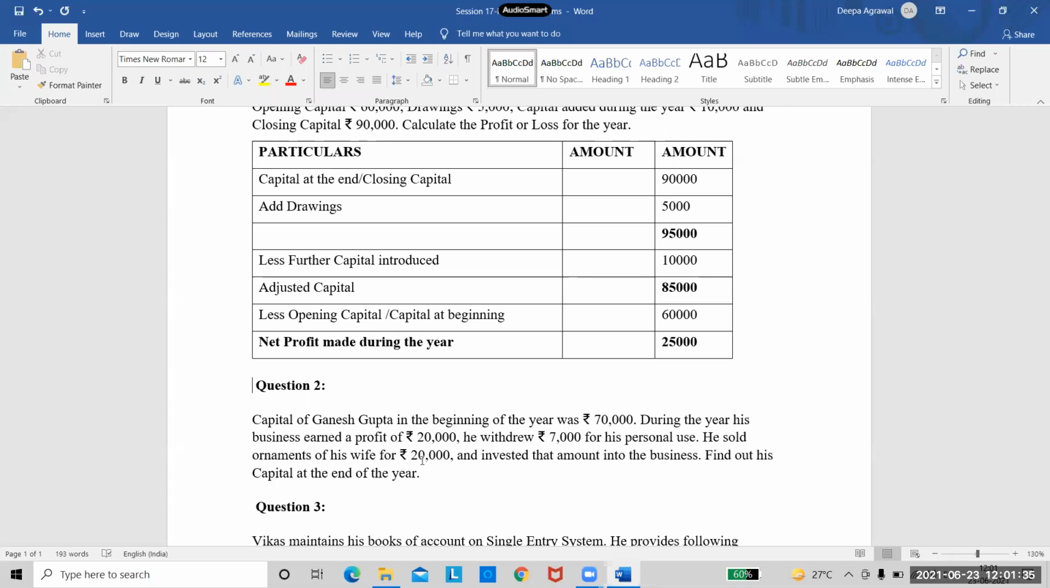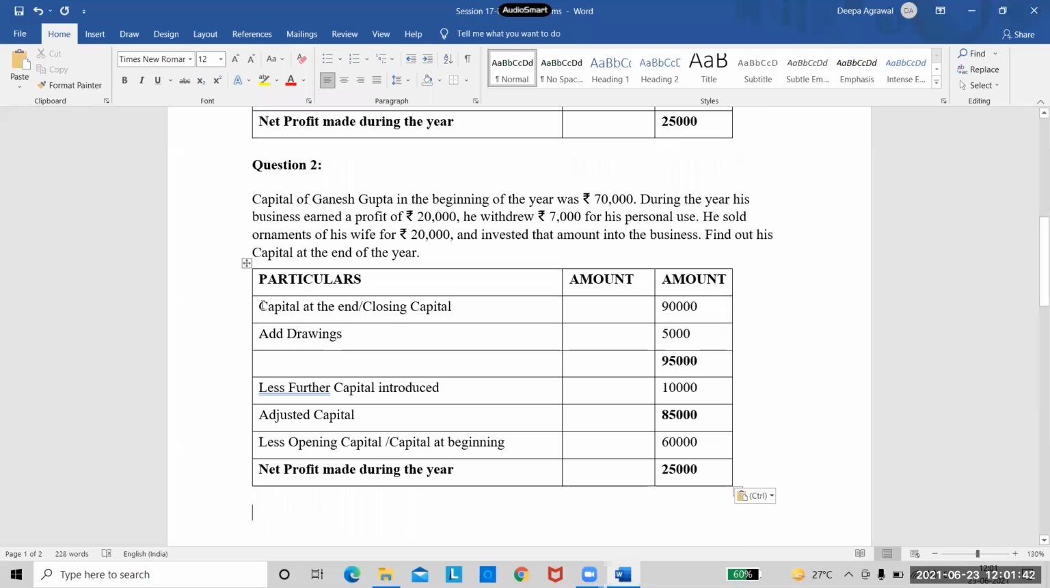Right, so we'll move forward to the next question. See, every question will have the same pro forma. So I'm just copying down the pro forma.